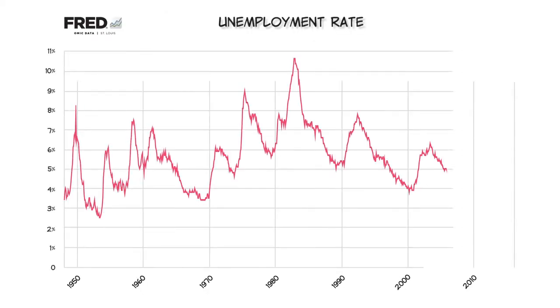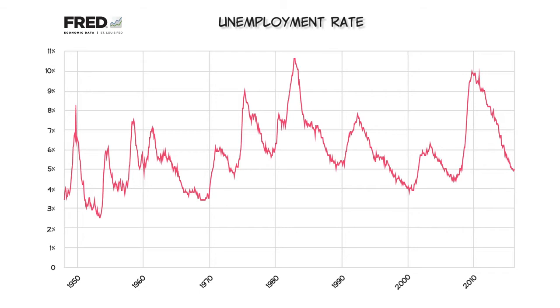Let's begin today by taking a look at the unemployment rate in the United States. If we Google unemployment rate, United States, FRED, we'll get this graph from the St. Louis Federal Reserve Economic Database. We can see from the graph that the unemployment rate fluctuates. Since 1950, it's averaged about 6% per year.